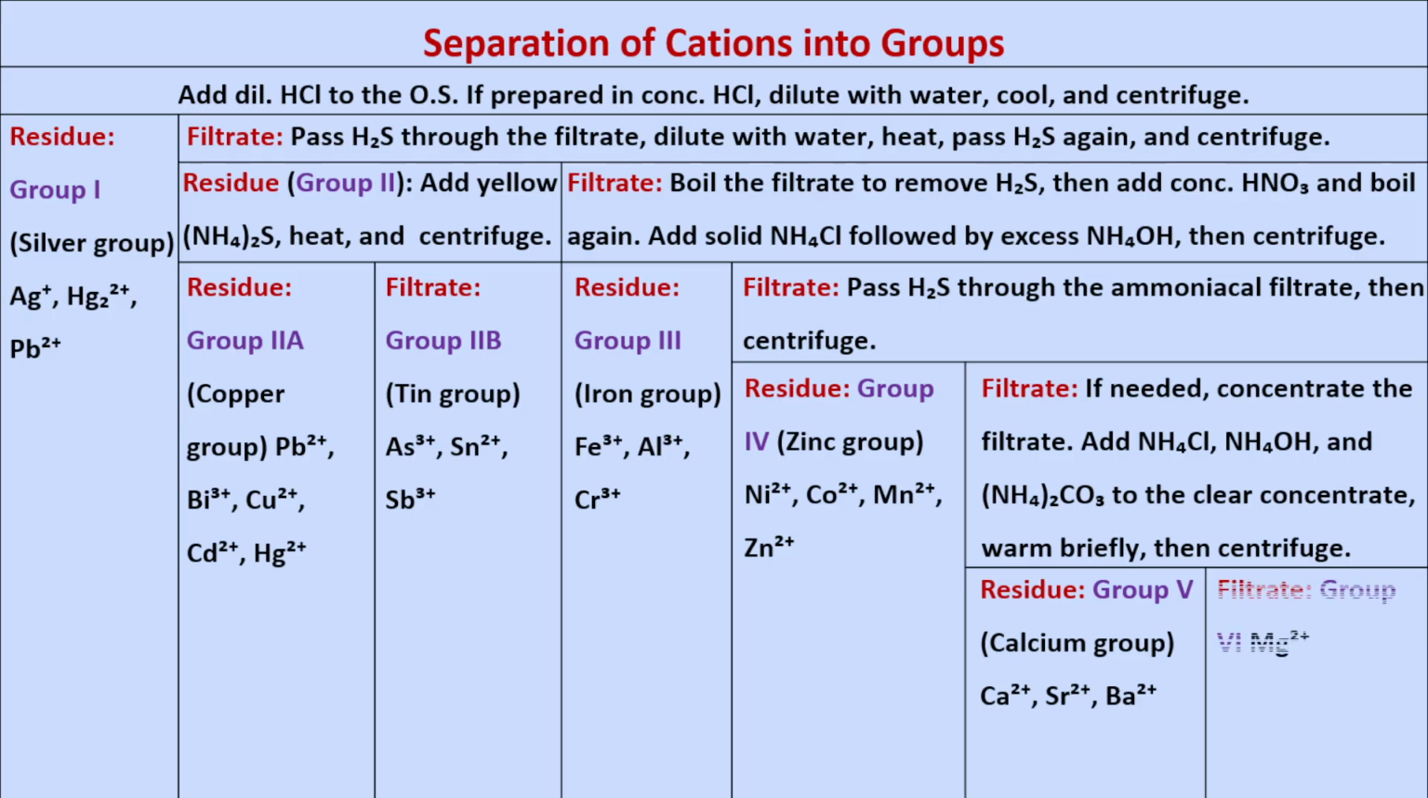And finally, the filtrate that remains after separating groups 1 to 5 contains only one cation, which is magnesium. This is group 6 cation, the last one in this series. So that's how we systematically separate and identify basic radicals or cations into 6 analytical groups using the classical qualitative analysis technique.